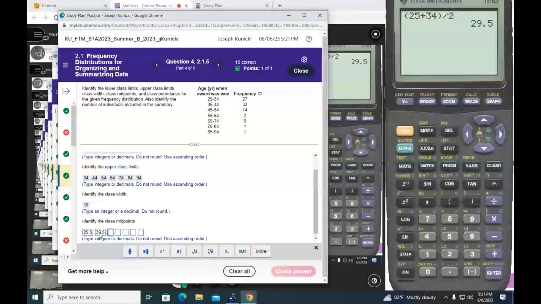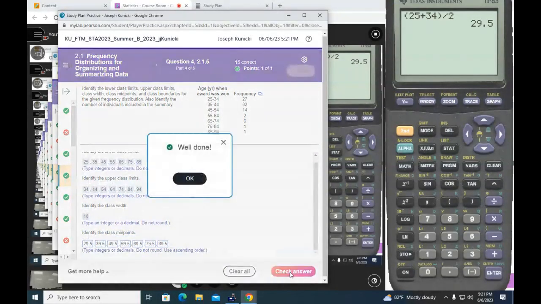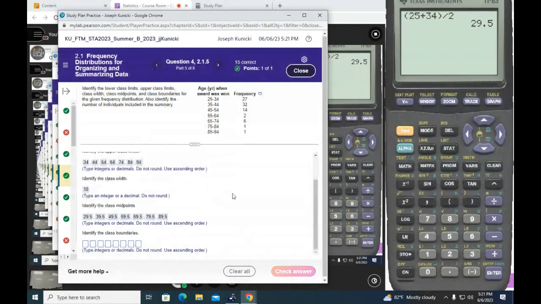This is a lot of busy work for this particular type of question, but once you get it, you shouldn't miss it. Straightforward. Last one's 89 and a half. So the difference is 10, see? I just keep adding 10. Once I establish the first one and I know it's correct, then I just move on from there. Okay. Now the boundaries.